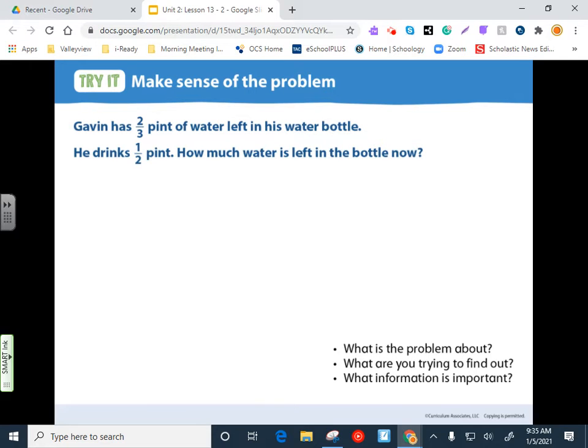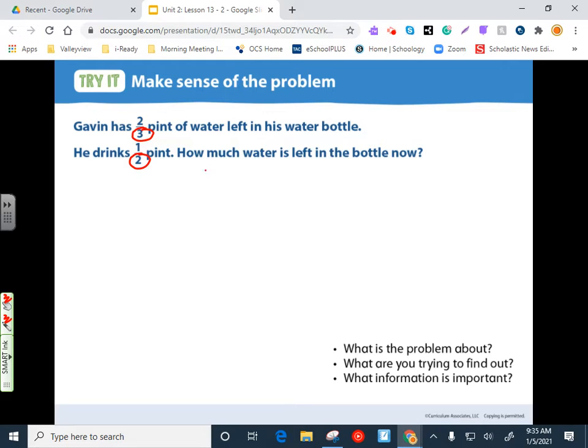And you should see a water bottle at the top of that page there. So here's the scenario. Gavin has 2/3 pint of water left in his water bottle. He drinks 1/2 pint. How much water is left in the bottle now? I'm going to show you a couple different ways. We'll talk about the way we did it with the warm-up.